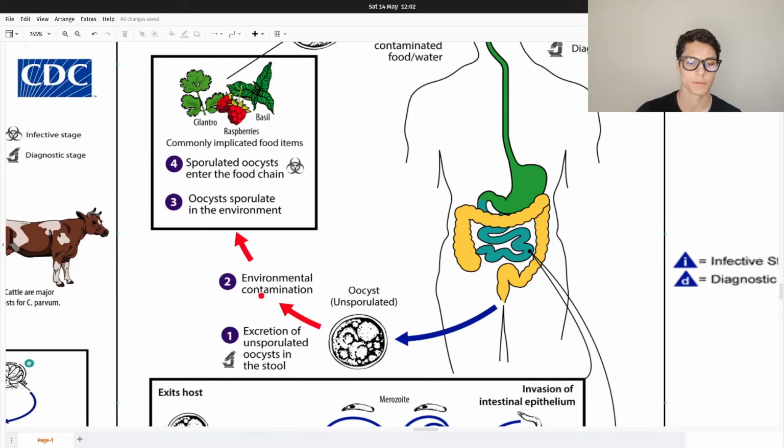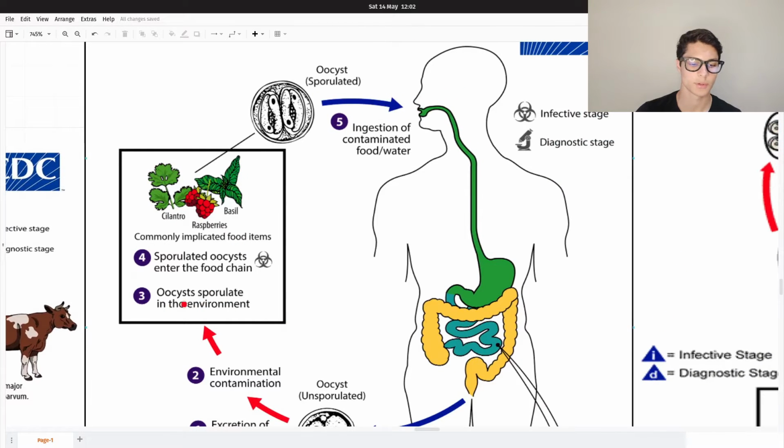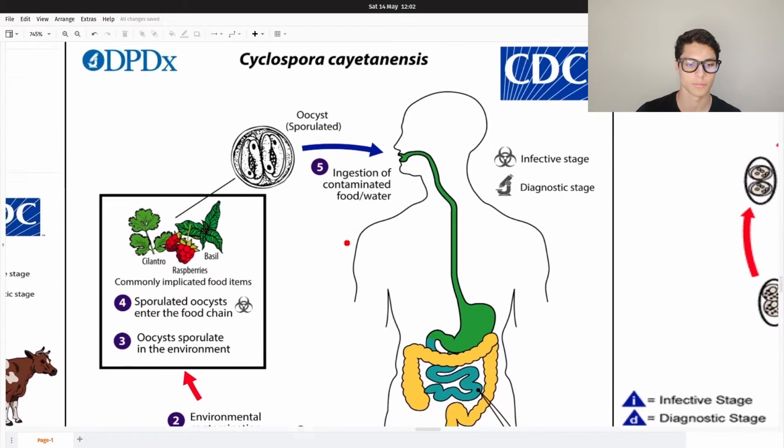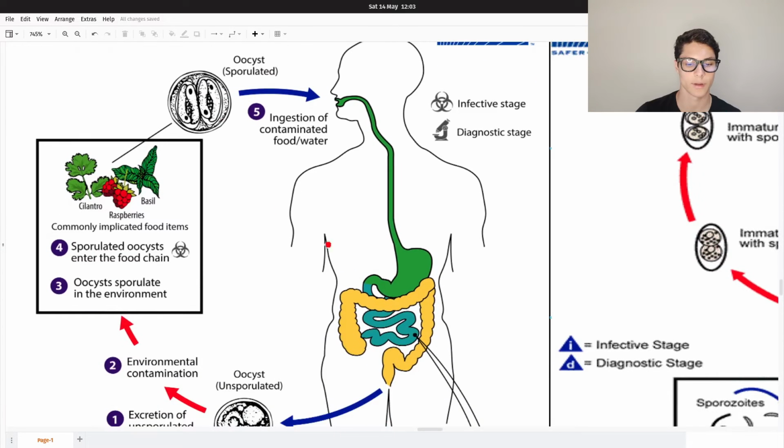Then we have the environmental contamination of water. Oocysts sporulate in the environment. This is very important. Sporulated oocysts enter the food chain via water, because they are water-related parasites. And ingestion of contaminated food and water will infect us.